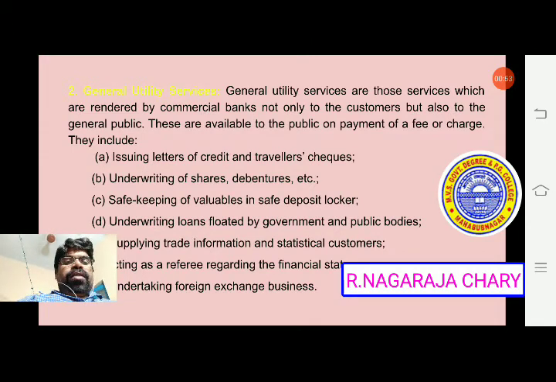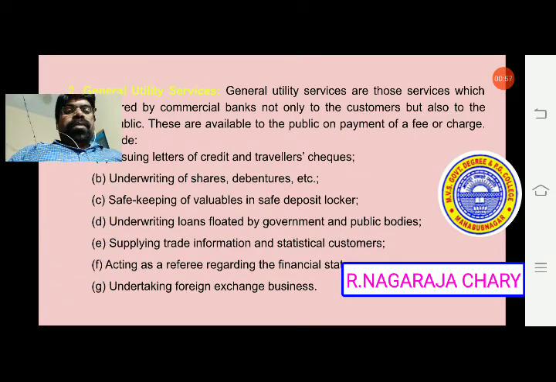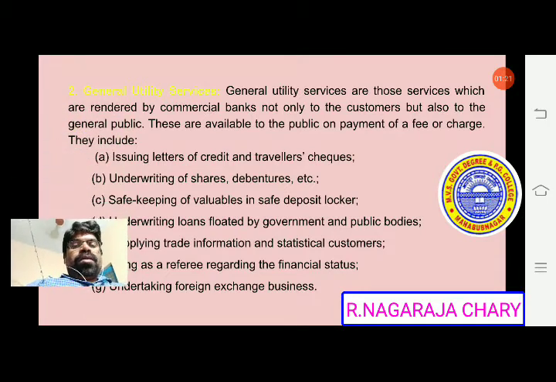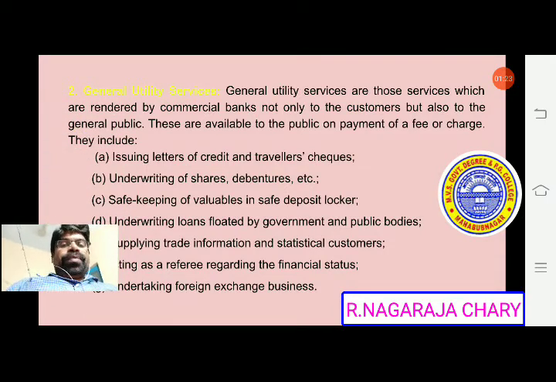underwriting of shares and debentures, safekeeping of valuables in safe deposit lockers, underwriting loans floated by government and public bodies, supplying trade information and statistics to customers, acting as a referee regarding financial status, undertaking foreign exchange business. So these are the general utility services performed by the banks.